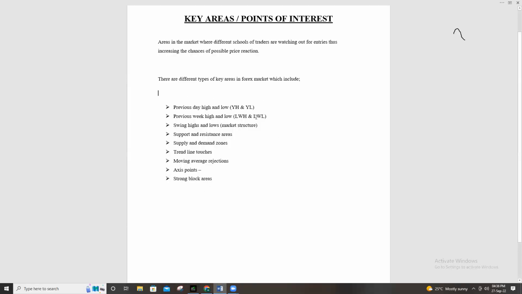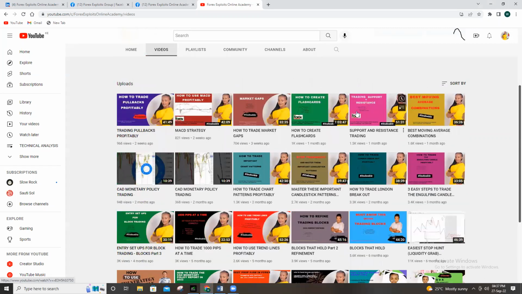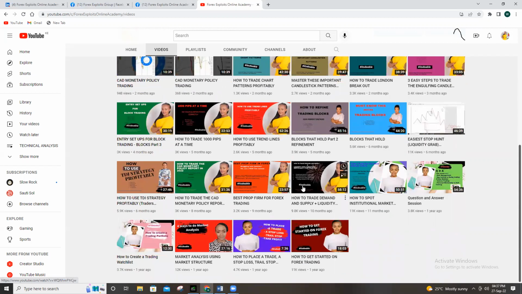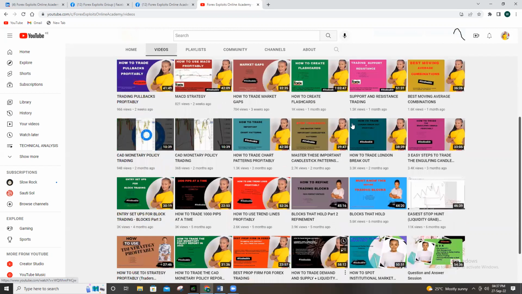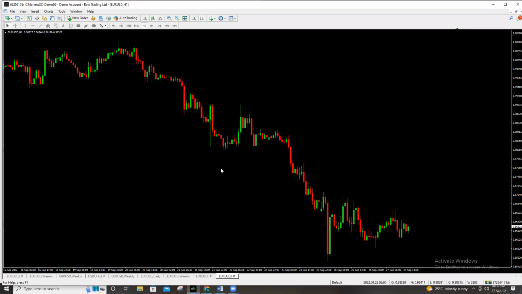Everything is in those 4, apart from the axis points, which of course I'm going to cover. Don't forget, I almost forgot, there is the 5th one, which is the support and resistance. These are the different types of support and resistance. So those are the 5 videos: market structure, supply and demand, trend line, blocks, then support and resistance. 5 videos. So let's get to the chart to find the different types of key points.